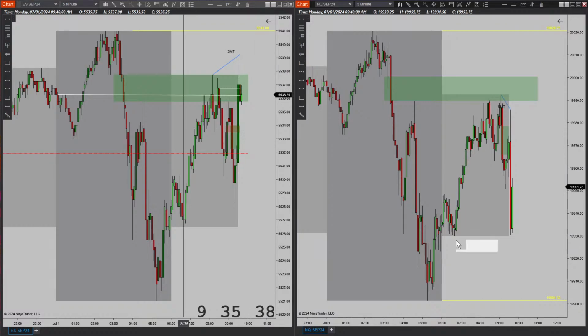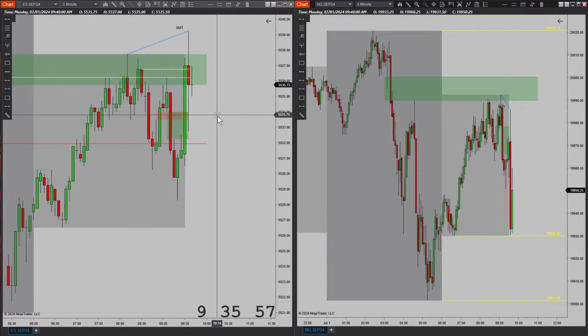All right, so we did draw some relative equal lows here. So let's notate that. I would not want price to engulf this candle. If it does, then I got to get out. We do have a balanced price range here. Yeah, we did balance it out. So let's keep drawing lower.